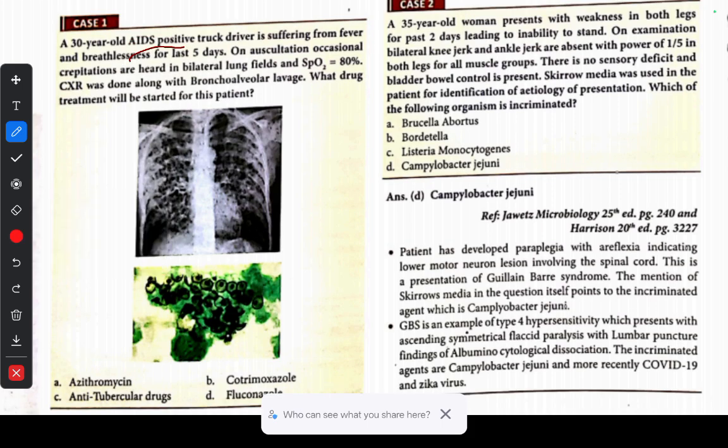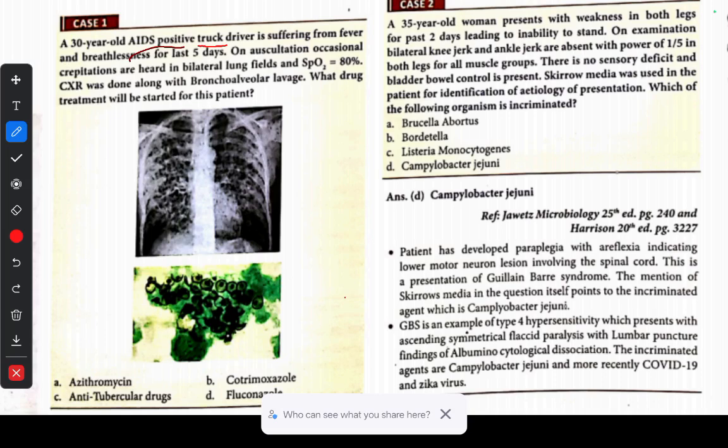Remember, truck driver. In dermatology, if they give truck driver as a history, then you can mark syphilis, isn't it? So here, listen to this one. 30-year-old AIDS positive truck driver.